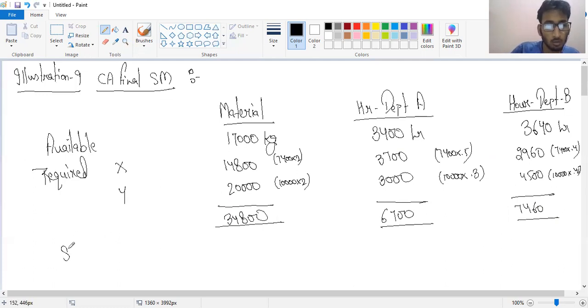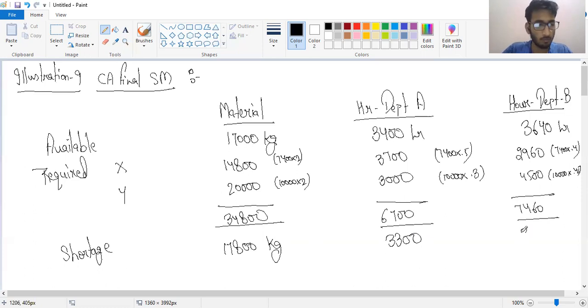So I can say what is the shortage? It is in shortage of 17,800 kg. It is in shortage of 3,300, and it is in shortage of 3,820.